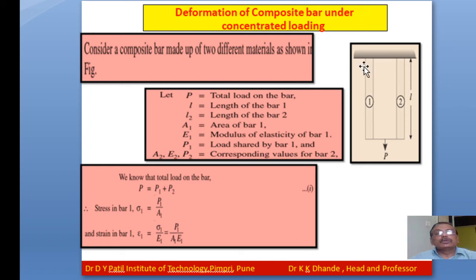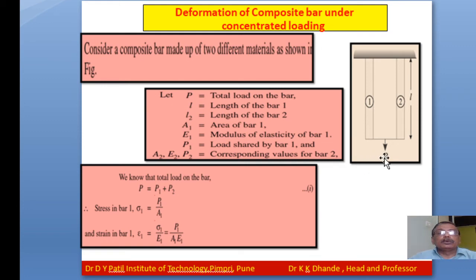Here there are two bars, one bar and a second bar. Both bars are made from different materials. As a simple example, one bar is steel and the other is brass. Any two materials may be considered here, or they will be given in the numericals. Both ends of the bar are fixed, and load P is acting at the center of the bar.